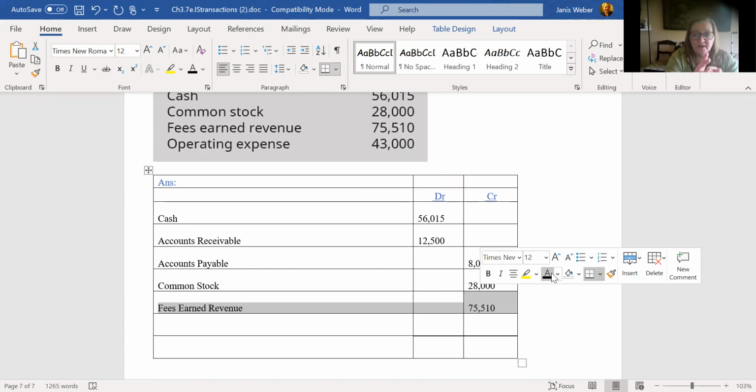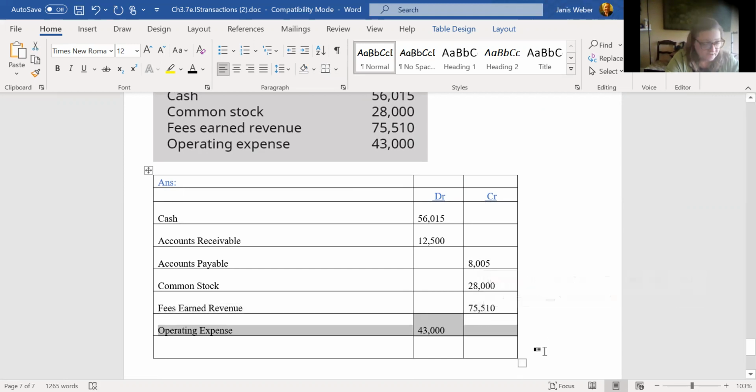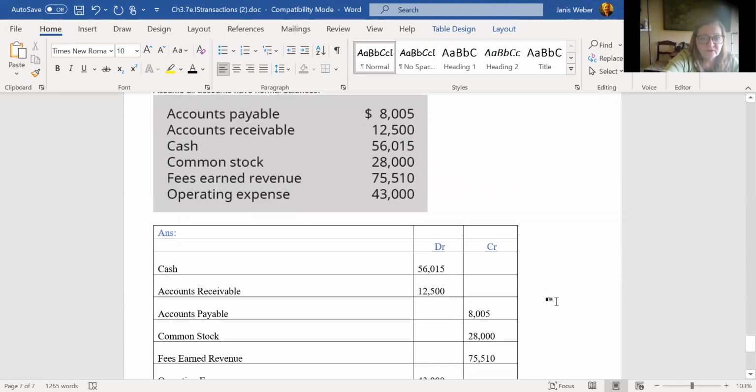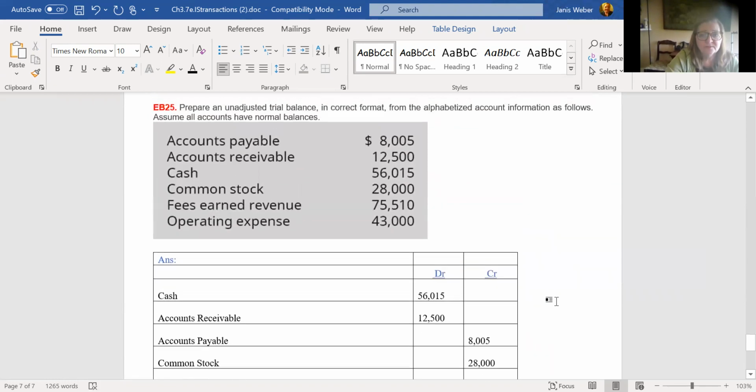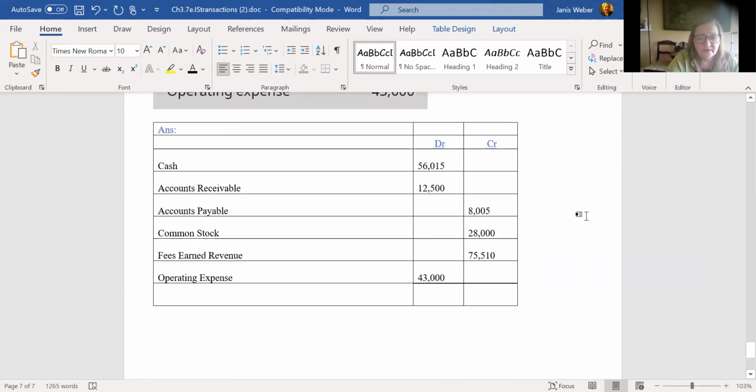So you're doing the balance sheet, assets first, then liabilities, then equity, and then the revenue accounts and the expense accounts last. So fees earned was next, and then the operating expenses. That's actually all of them. Look at them, 1, 2, 3, 4, 5, 6 accounts. So if you were doing this by hand, you would just mark off each one as you go. Like, yes, I did that one.